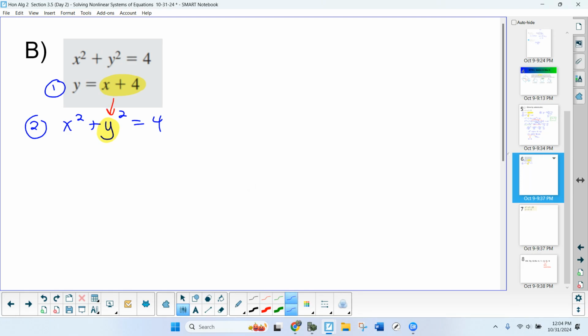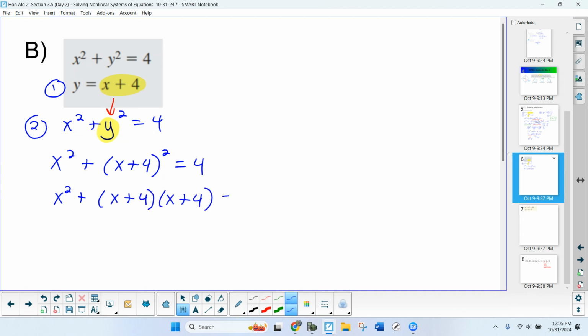So when I do, I get X squared plus, now what do I have to do with that X plus 4? Has to be in parentheses. And you have to square it. So how many times do I write it? Twice. So I get X squared, X plus 4, X plus 4.